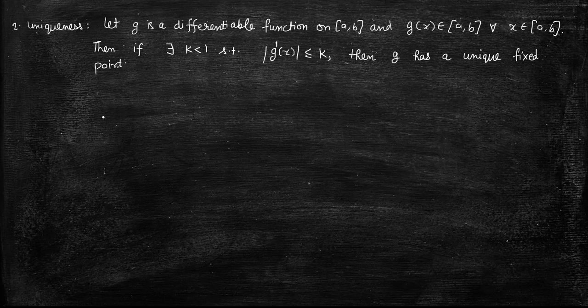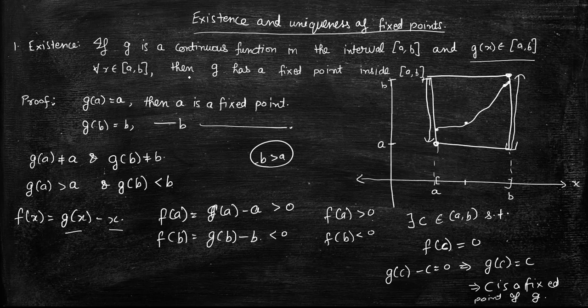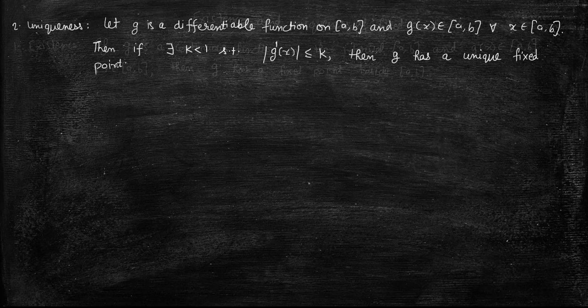So let g be a differentiable function. In the previous part, we had a continuous function. Now here we are assuming g is a differentiable function on (a, b). So this is a stronger condition than the previous one. And this part is the same. Then if there exists k less than 1 such that mod of g prime x is less than or equal to k, then g has a unique fixed point.